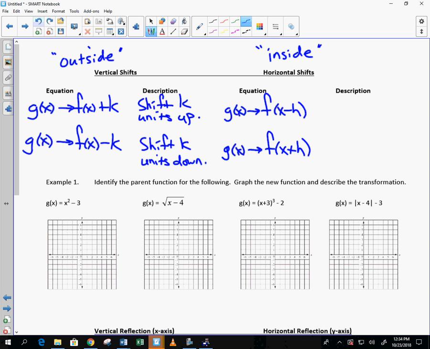Did I say horizontally again? Okay. Outside vertical, inside horizontal. And it's opposite of what you think. So this is a shift h units to the right. A lot of people see the minus h and they're like, oh, that's going to go to the left because it's a minus h. F of x plus h is a shift h units left.